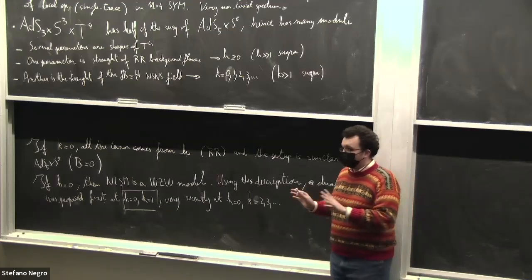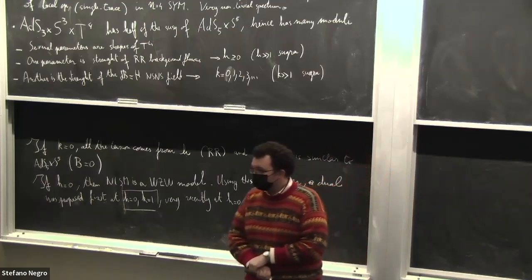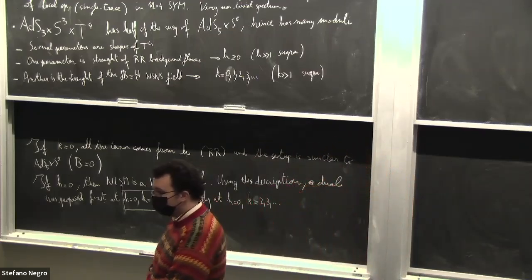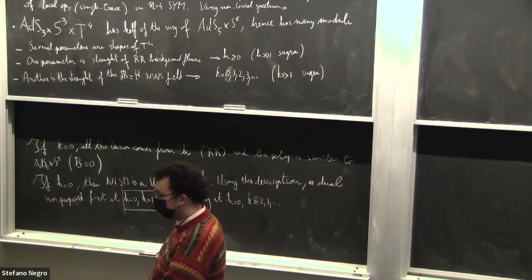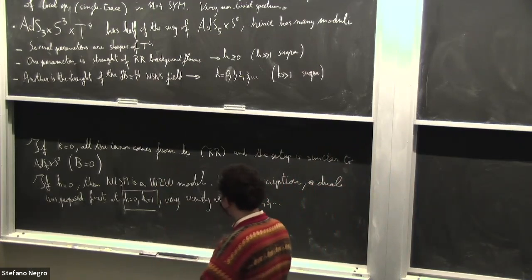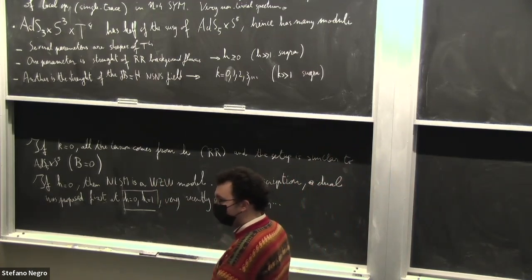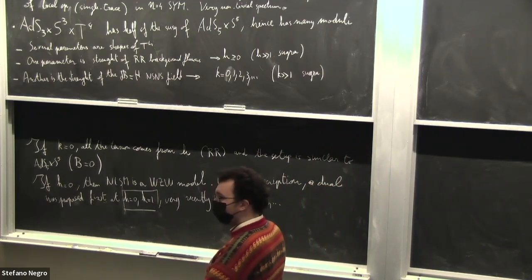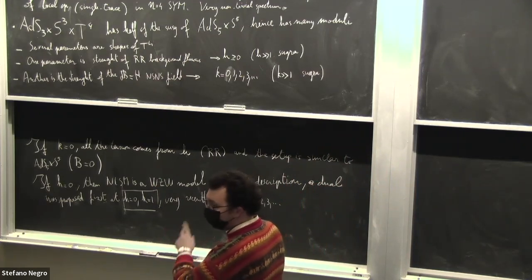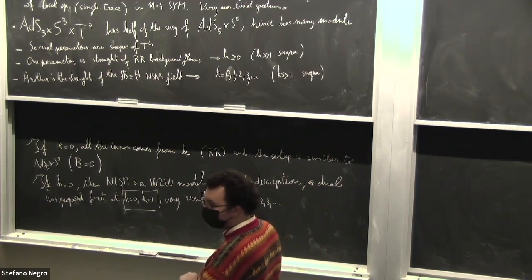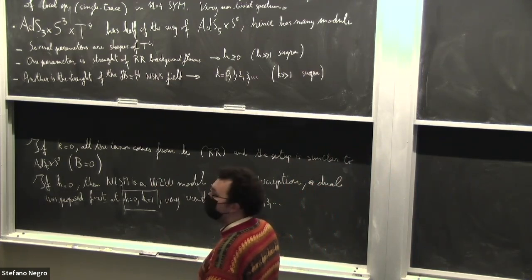Sorry, I should have asked this before. Can you remind us, or me, what the NS5 and F1 system was? That's right. It has two discrete parameters, the number of strings and the number of NS5-branes. So forgetting about the fundamental string, a very large number of NS5 is the only situation you want to consider, as opposed to the other way around.